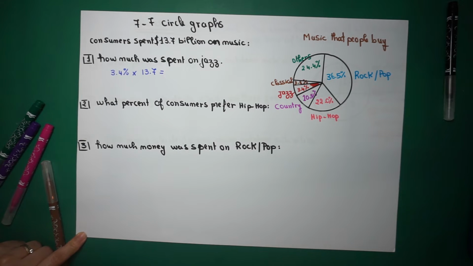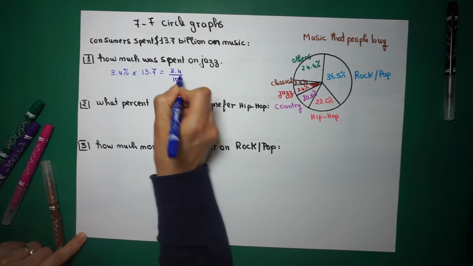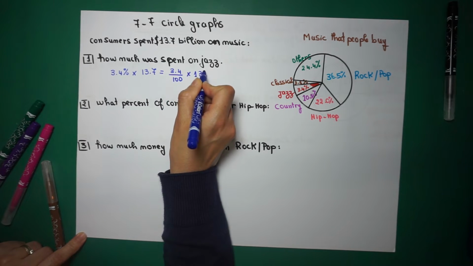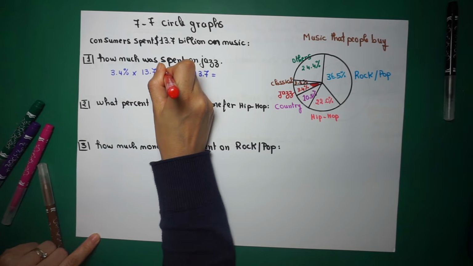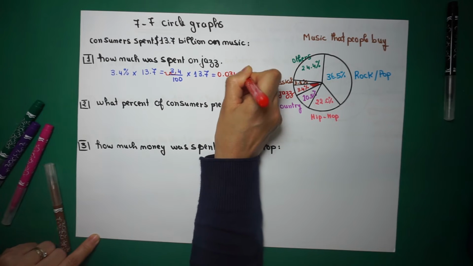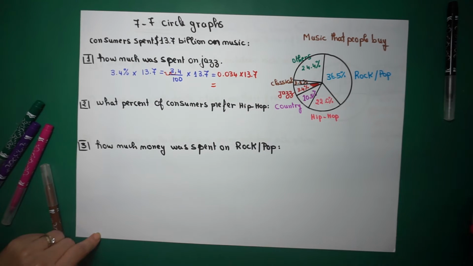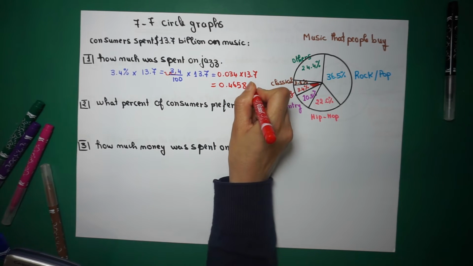As I told you previously, every time I have a percent, I have to take this number and divide by 100. Every time I'm dividing by 100 means I'm moving the decimal point 2 times to the left. So 1, 2. So it will be 0.034 times 13.7. So you can calculate easily, and you will find at the end $0.4658 billion.